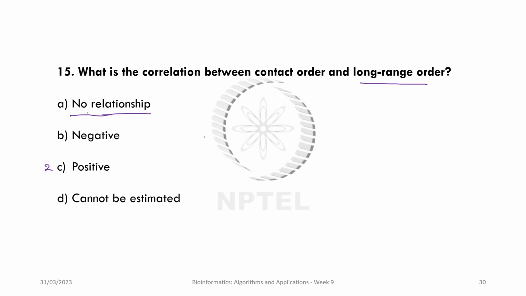So while contact order is the sequence separation divided by length into number of contacts, LRO is number of residues that form long range contacts divided by N. And negative is again wrong.